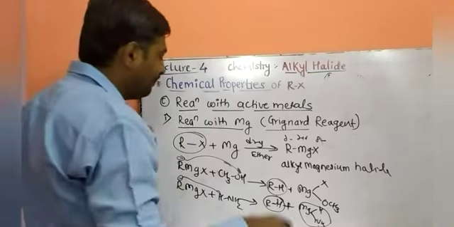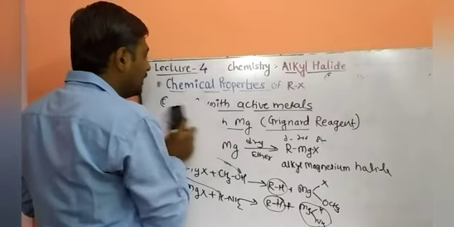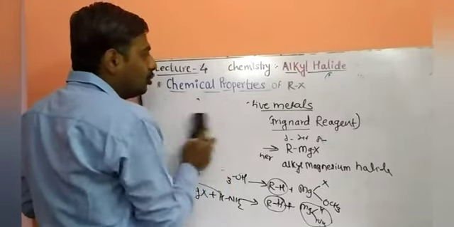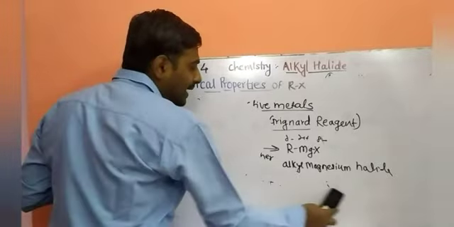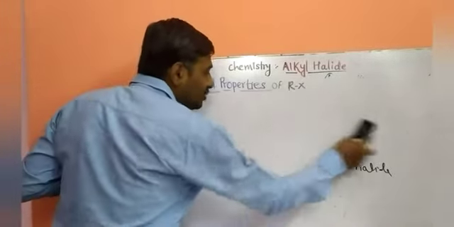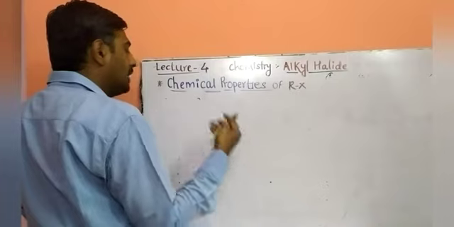Next to this, Wurtz reaction. Reaction with active metals, the second one. The first one is magnesium, the second is Wurtz reaction. So what is Wurtz reaction? This is again one more name reaction.